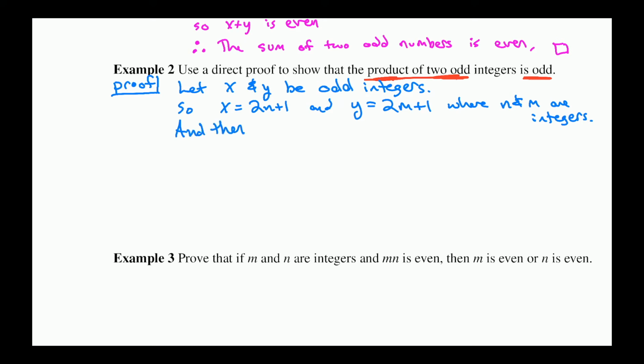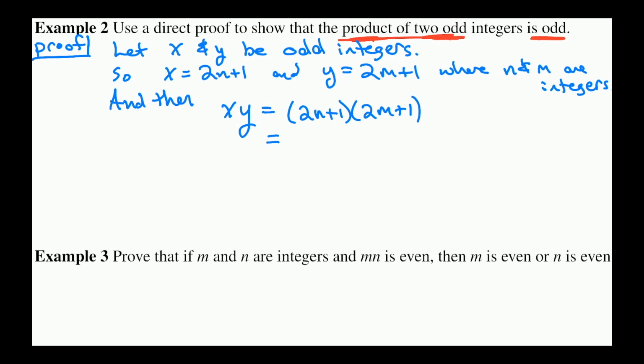Then you don't have to say and then, you could say therefore, or you could say so, again, whatever. And then the product, right, is xy. So what's xy? Xy is, well, x is 2n plus 1, and y is 2m plus 1. And we're supposed to be showing that this is odd. So what we're actually going to have to do is multiply this out. So you have to FOIL this out here, multiply it all out. So right, 2n, 2m. Multiply it, you get 4nm.